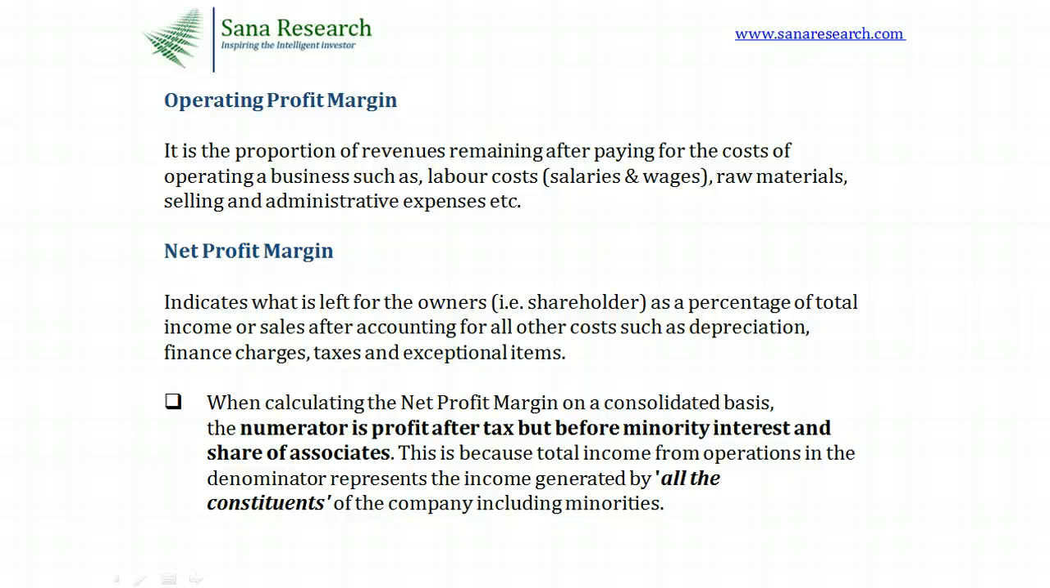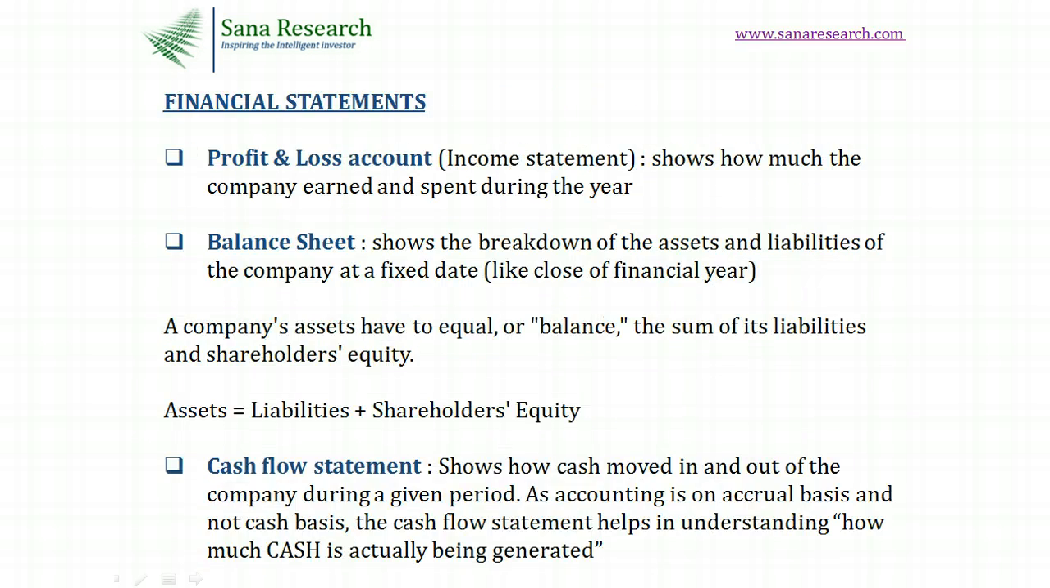Now, just one small point to keep in mind. When calculating the net profit margin on a consolidated basis, the numerator is profit after tax, but before minority interest and share of associates. This is because total income from operations in the denominator represents the income generated by all the constituents of the company, including the minorities. Let's see this on the profit and loss account.